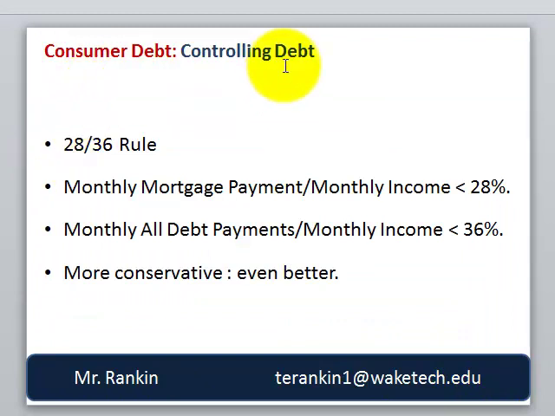For controlling debt, a few rules. There's a 28-36 rule. Your monthly mortgage payments divided by your monthly income should be less than 28%. And your monthly all debt payments, so auto, credit cards, everything, mortgage, should be less than 36%. Now, less than this is even better. More conservative is even better.